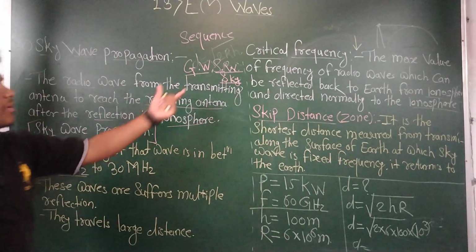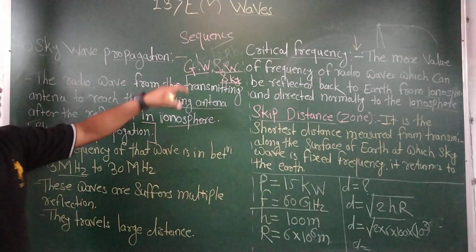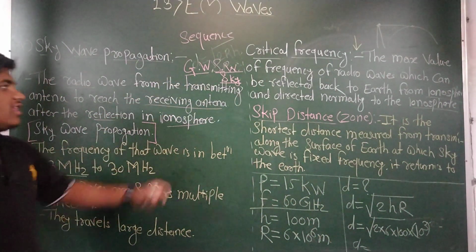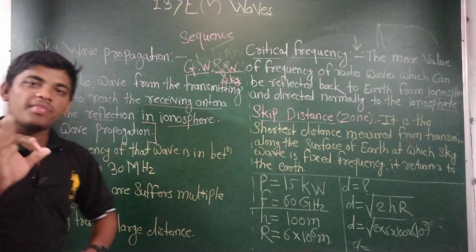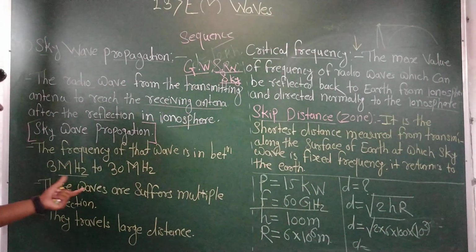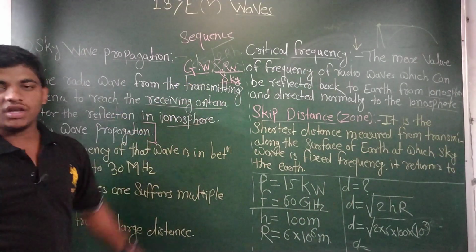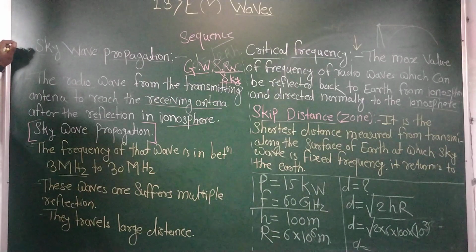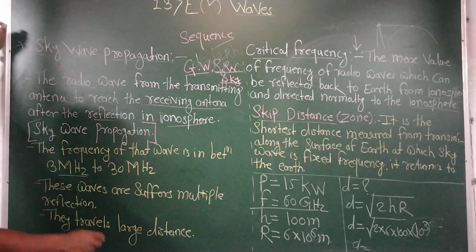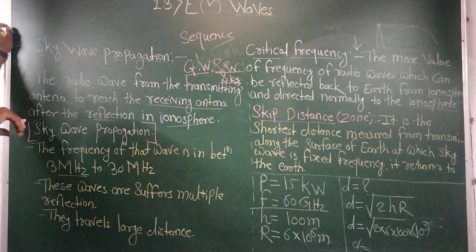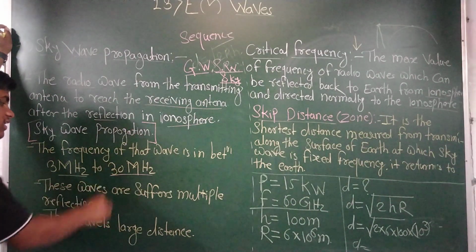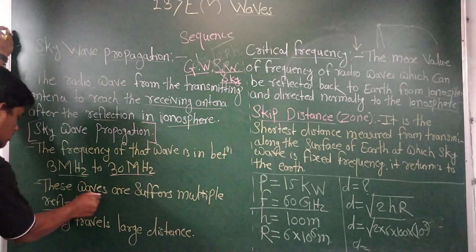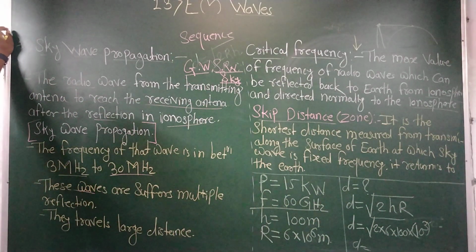Because in ground wave propagation, the frequency of that particular wave is less than 3 MHz. In sky wave propagation, the frequency of that particular wave is between 3 megahertz and 30 megahertz. And the last one is space wave propagation. The frequency of the waves involved in space wave propagation is more than 30 megahertz.